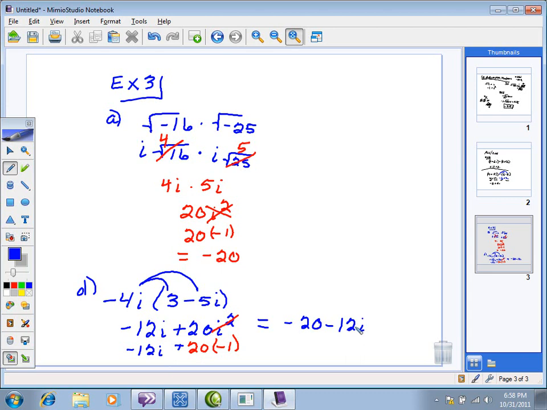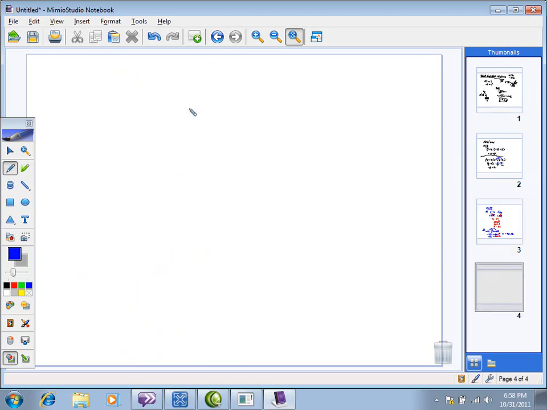The last thing in complex numbers, well, the last main idea, is how to clear out the denominator of a fraction, a conjugate. So, let's look at another example where we're going to do that.